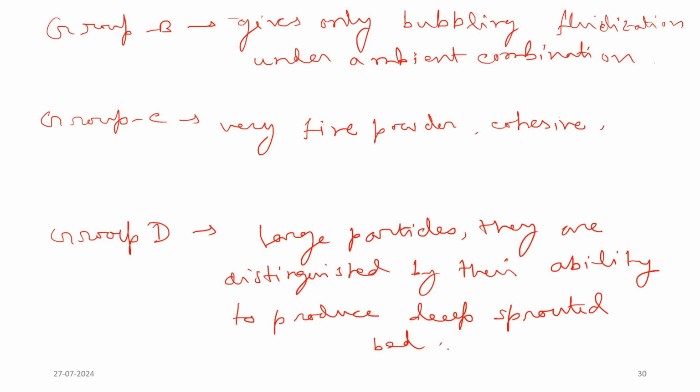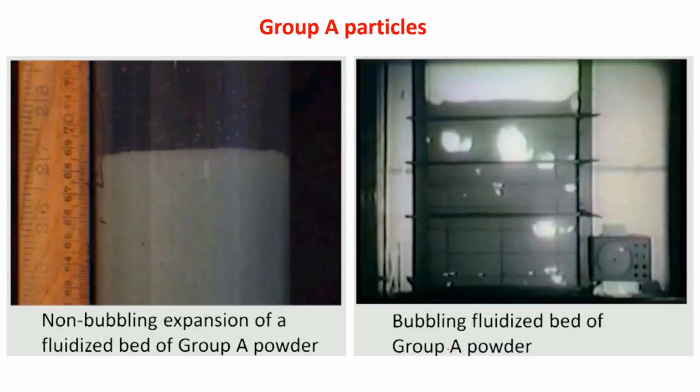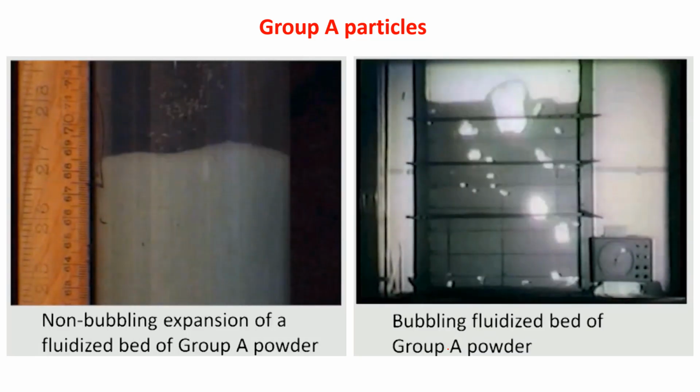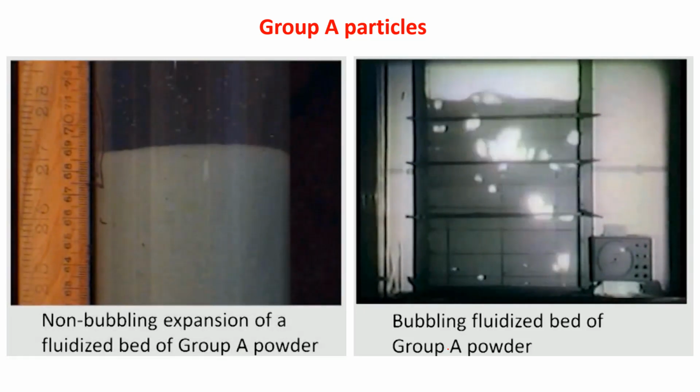So I will show the videos of each particle type one by one. First is the group A particle. The left side video is for the non-bubbling expansion. That means the gas flow rate here is low and it is not creating any bubbles, so it is creating a kind of homogeneous mixture at the low air flow rate. But when we increase the air flow rate, it will create the bubbling fluidized bed. That means from bottom to top, bubbles are generated.